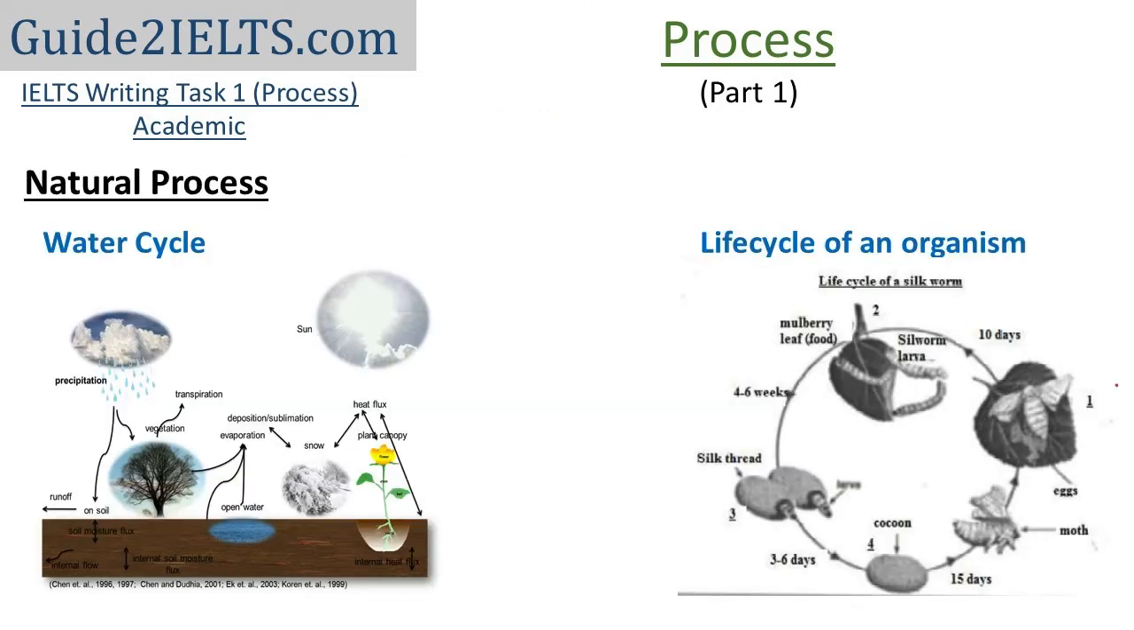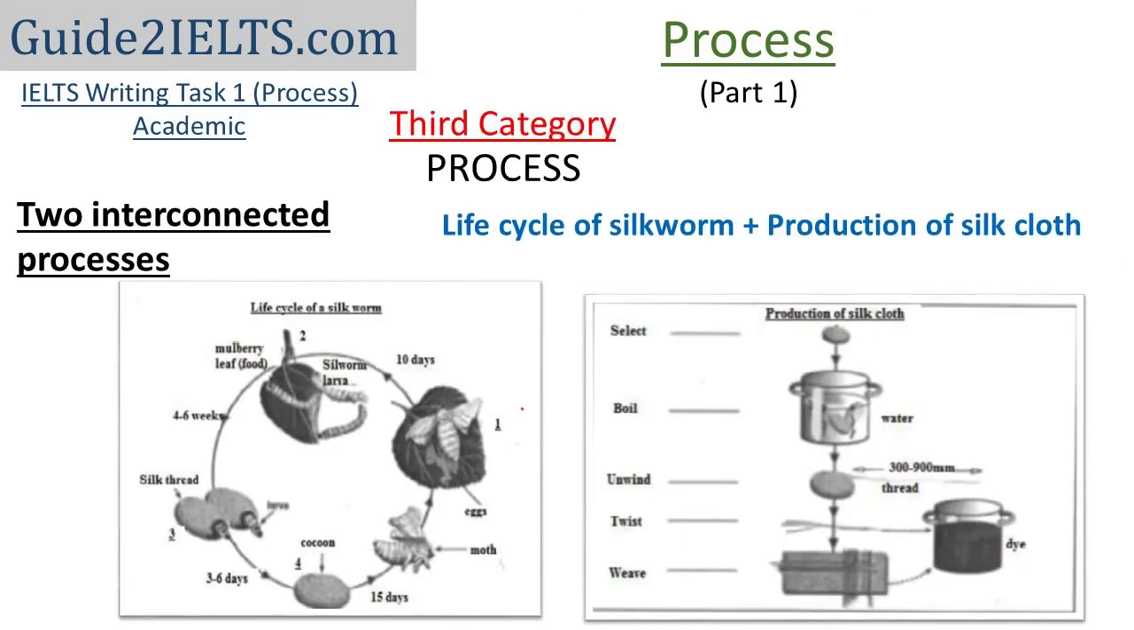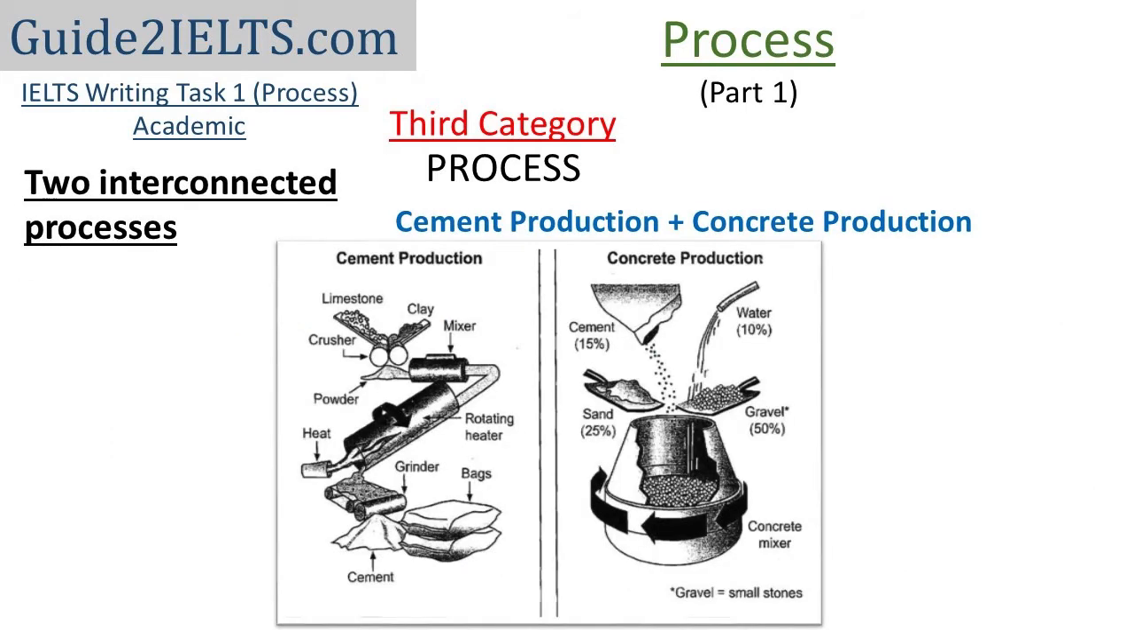Examples of a natural process are the life cycle of an organism and the water cycle. As for examples of man-made processes, there's production of silk cloth, electric power plants, and cement and concrete production. You could get two processes which are interconnected. For example, the life cycle of silkworm plus the production of silk cloth, or cement production and concrete production. Or you could just get one process, in which case it is sometimes difficult to write 150 words.